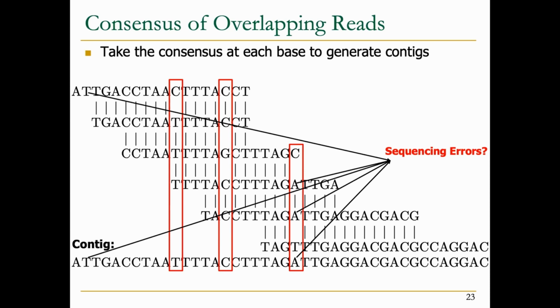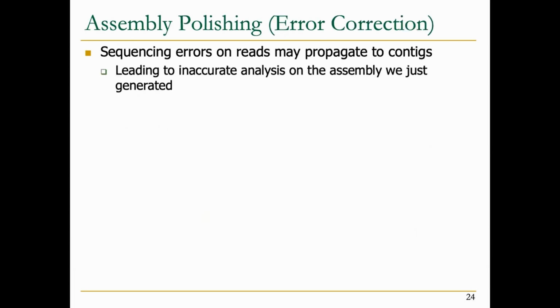So the takeaway here is that sequencing reads contain errors, and those errors may propagate to the assemblies. We want to generate an assembly as accurate as possible so that our analysis on this genome assembly is also accurate, because it's a very sensitive analysis that we're doing. The step to correct the errors in genome assemblies is usually referred to as assembly polishing.